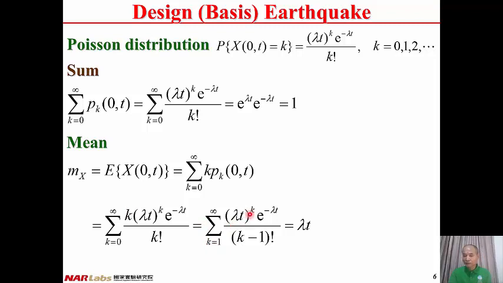Lambda T divided by K, lambda T to the power K, and K factorial divided by K equal to K minus 1 factorial. If we take lambda T out of the summation, then we have lambda T to the power K minus 1 divided by K minus 1 factorial, and the summation from K equal to 1 to infinity. This term equals exponential lambda T, and it is canceled out with exponential minus lambda T. Please keep in mind that one of the lambda T is taken out of the summation. Therefore, the mean of X equals lambda T.